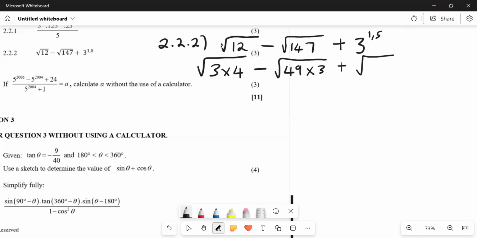Okay, before, let me just do this. So this is 3 to the power of 3 over 2, right? Which is equal to the root of 3 to the power of 3.